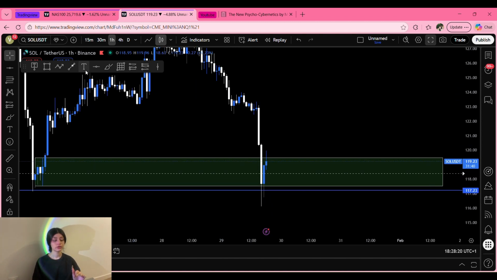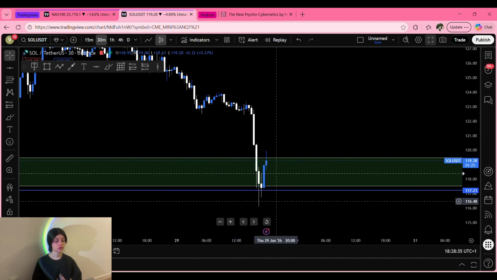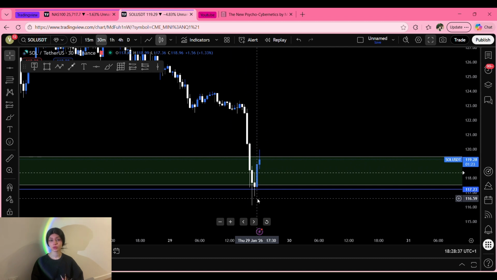Usually what I really love to see on key areas, in this case a support area, is engulfing candlesticks, and on 30 minutes we see this one that doesn't have any wicks, and I think it's a pretty good confirmation for a possibility to place a long position, right?